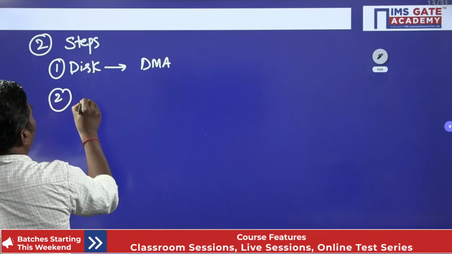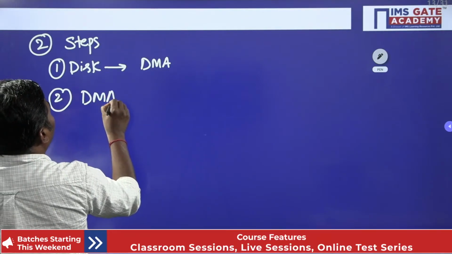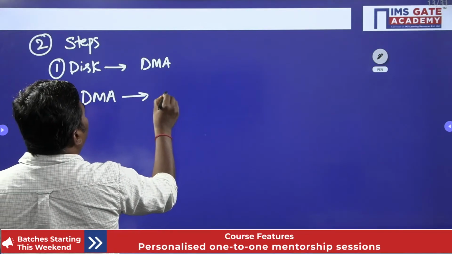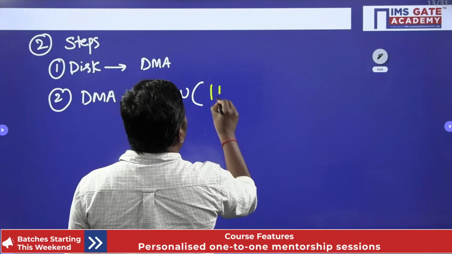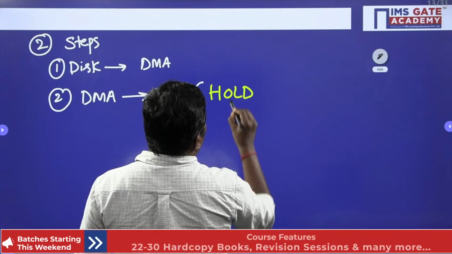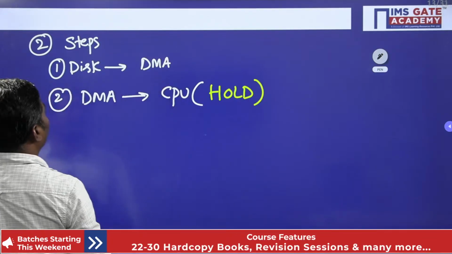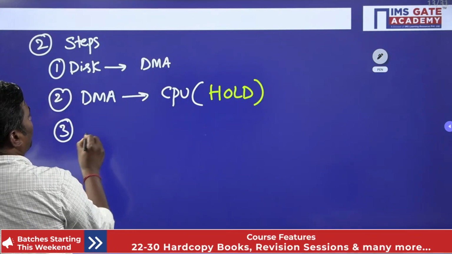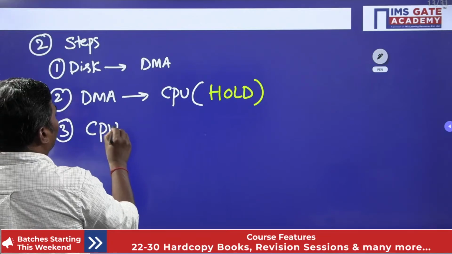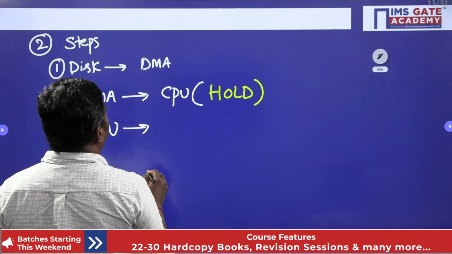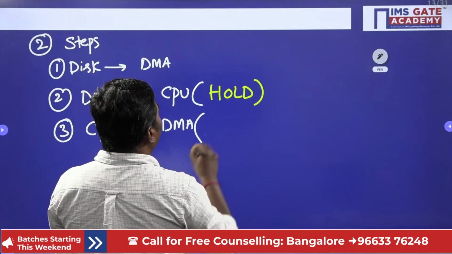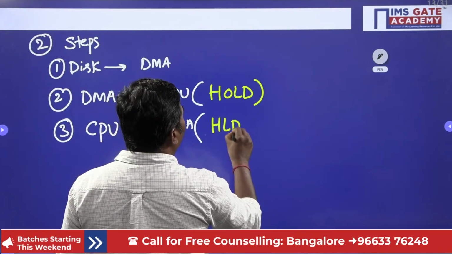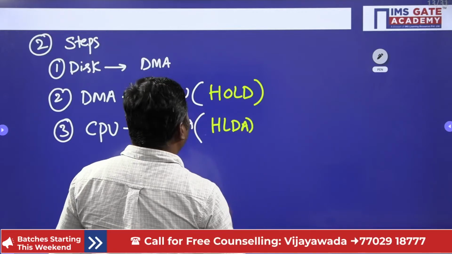Second, whenever the DMA receives a request from the device, it also puts a request to the CPU. Which signal? The HOLD signal, a bus request. Step number 3: the CPU recognizes it and gives the bus grant to the DMA controller. The bus grant is the HLDA, hold acknowledgement.